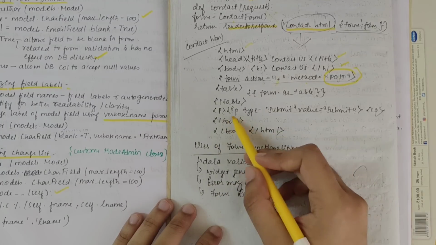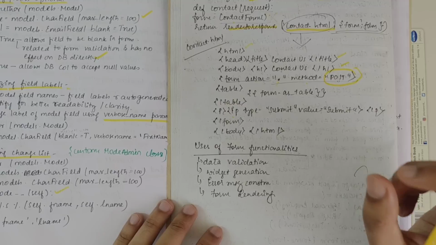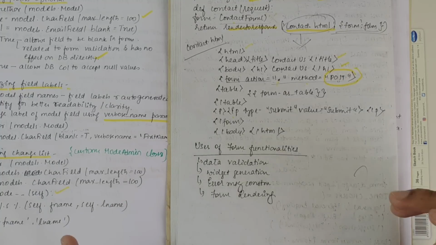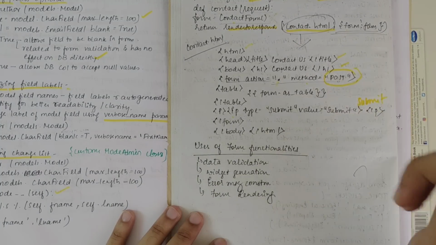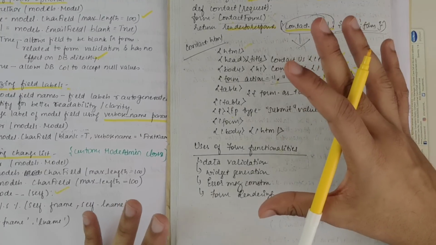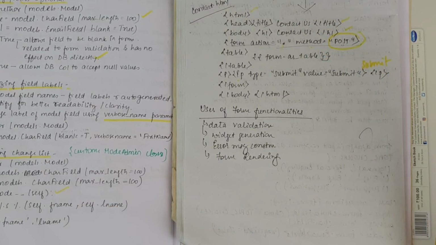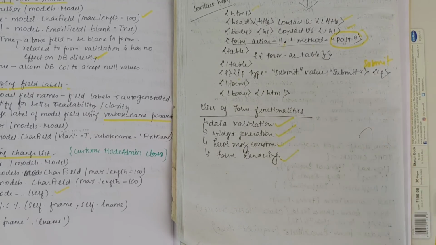We are printing it. Then type is equal to submit, value submit. So again here we have submit. We should write submit here. When we press the submit button, this particular feedback form would be updated. Usage of form functionalities: data validation, widget generation, error message handling, and form rendering.